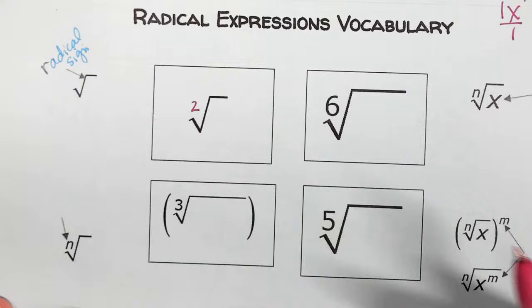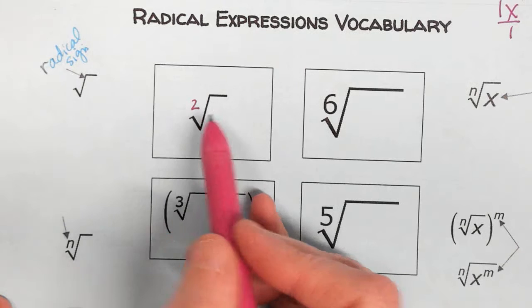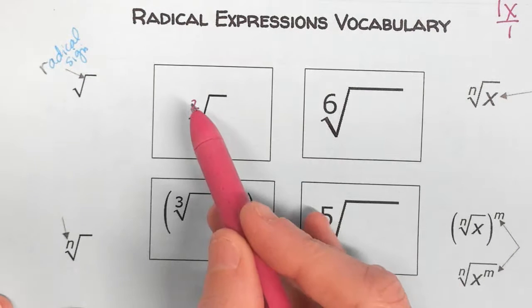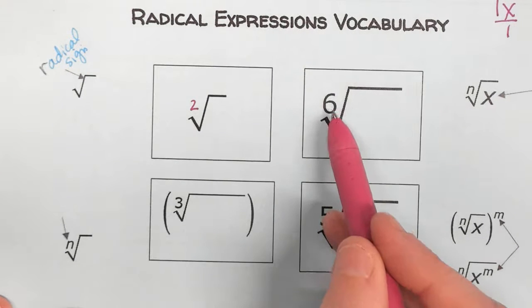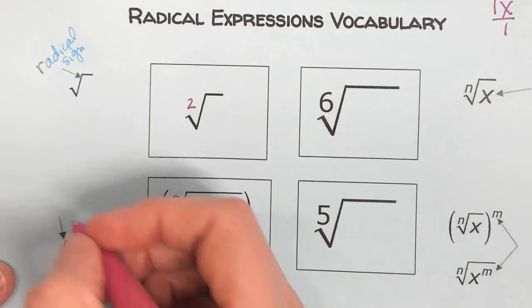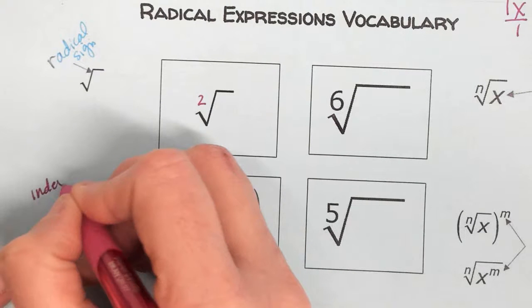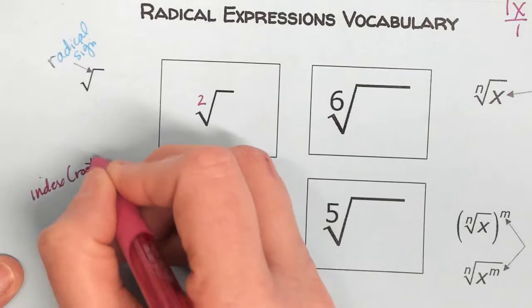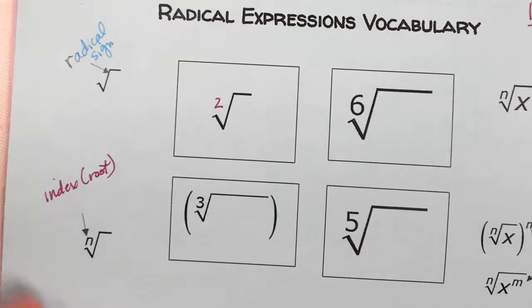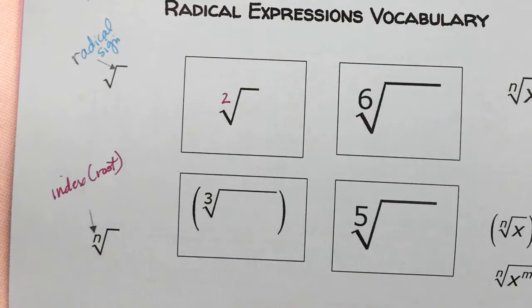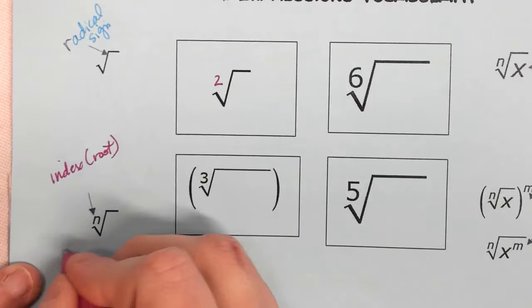Okay? So now, you notice some of these have a number there. Instead of being a 2, there's a number there. So this one has a 6, a 5, a 3. We call that number there the index or root. Okay? We call it the index or the root. So I think of it as an exchange rate.